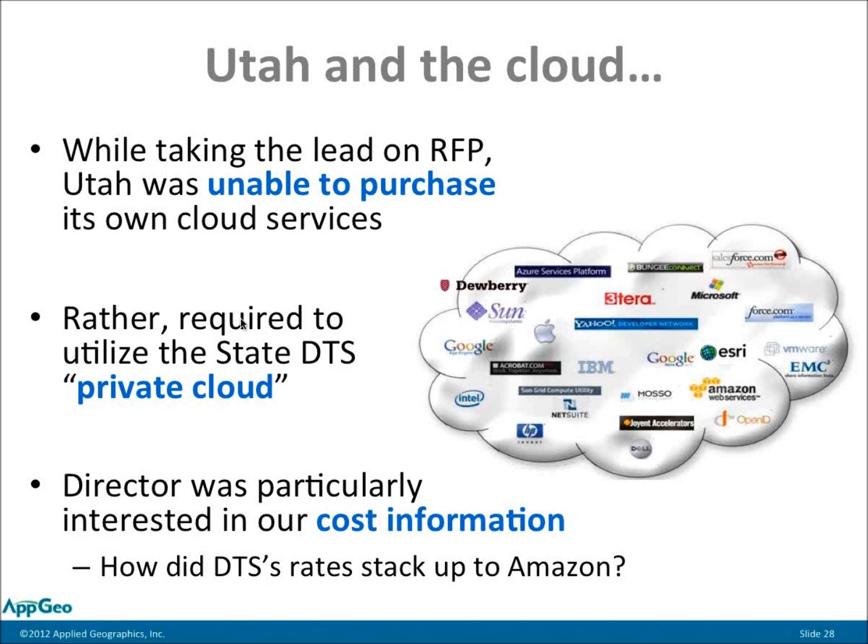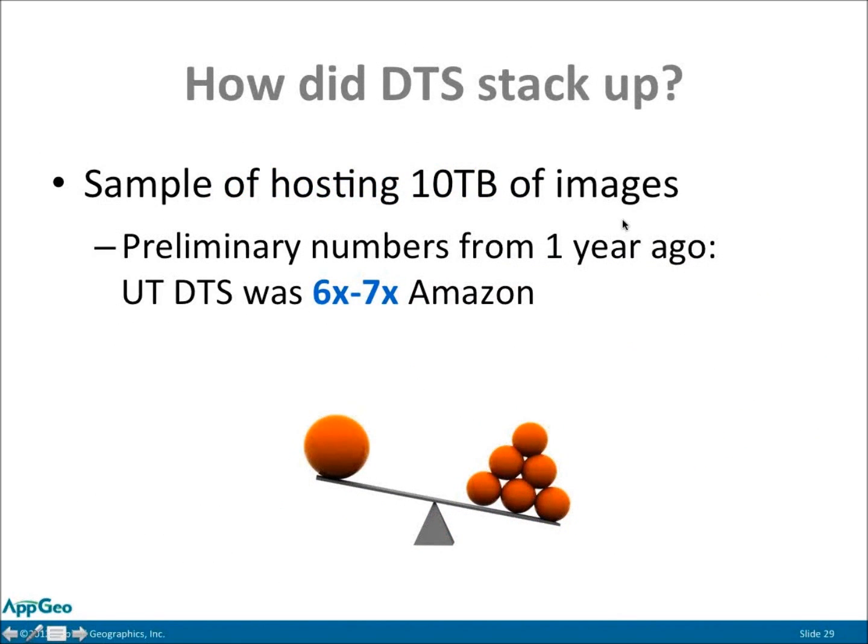Spencer was very aware of how much the private cloud was costing him. And when I showed him some of our costs for Amazon, he was like, well, Amazon's a lot cheaper than the DTS cloud. And so we ran some use cases to share with DTS about what the private sector has been able to deliver for cost. Using the sample of hosting 10 terabytes of ortho imagery a year ago, before Amazon's price reduction that I just talked about, DTS was 6 to 7 times the cost of Amazon. So if it costs you $15,000 a year to host 10 terabytes in Amazon, DTS was over $100,000.